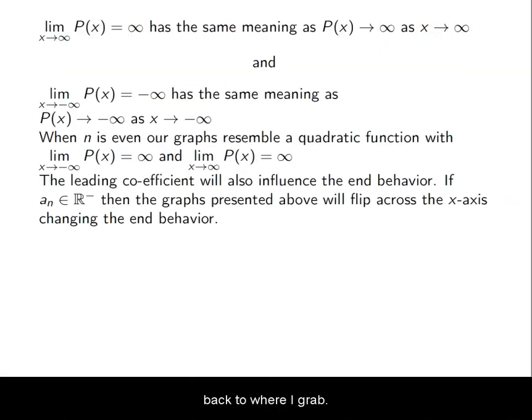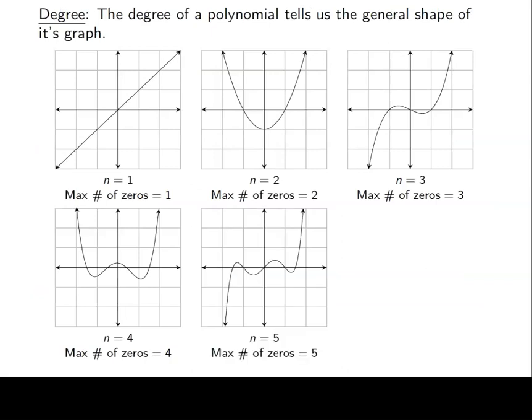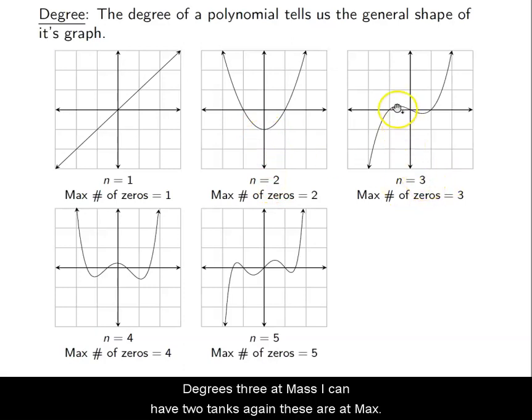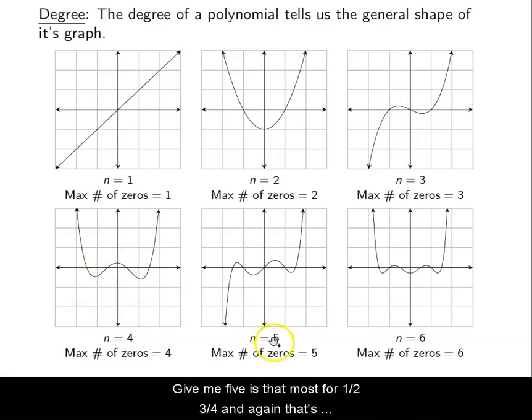Okay, so again, let's come back to our graph here. Here n was 1, there's no local max or mins. Here my degree is 2, there's only 1 local max or min. Here degree is 3, at max I can have 2. Okay, so again, these are at max, right? Degree 4, at max there's 3: 1, 2, and 3. Degree 5, there's at most 4: 1, 2, 3, 4.